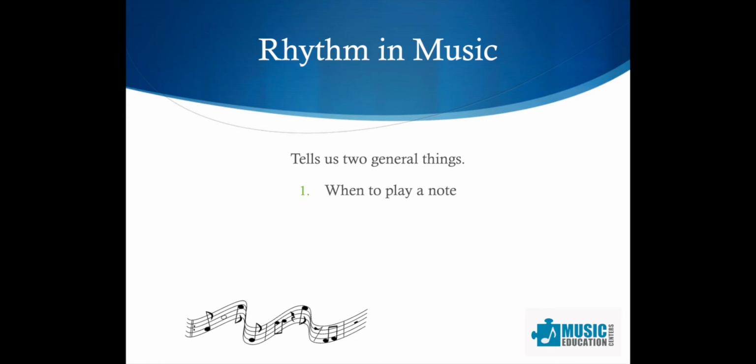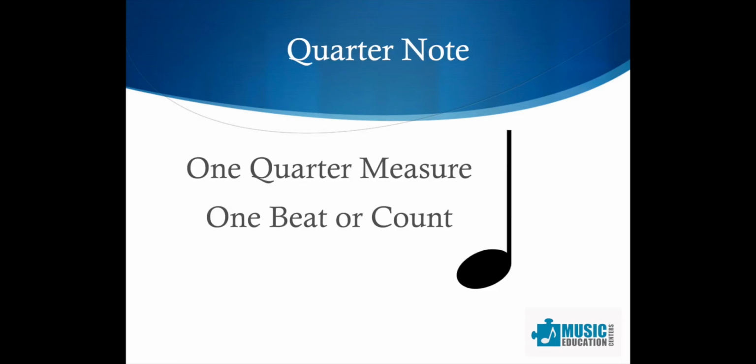As a musician, rhythm tells you when to play a note. But aside from that, it also tells us for how long to play that note. And you'll see what I mean in just a second. So the first rhythmic value that we're going to look at is the quarter note. The quarter note is 1/4 measure, or in most American music, it would be 1 beat or 1 count.